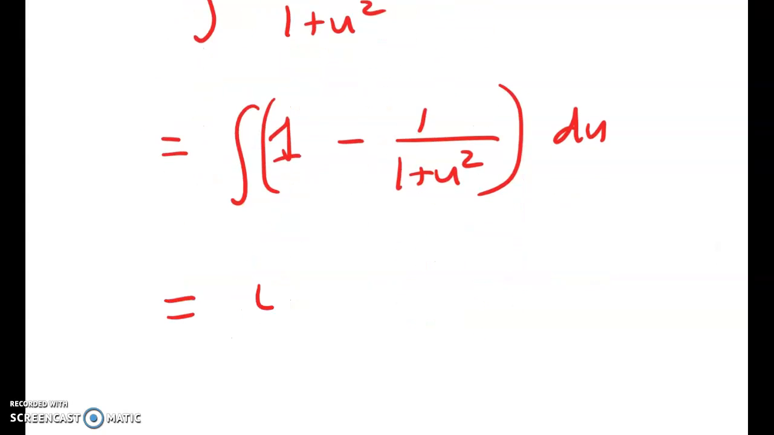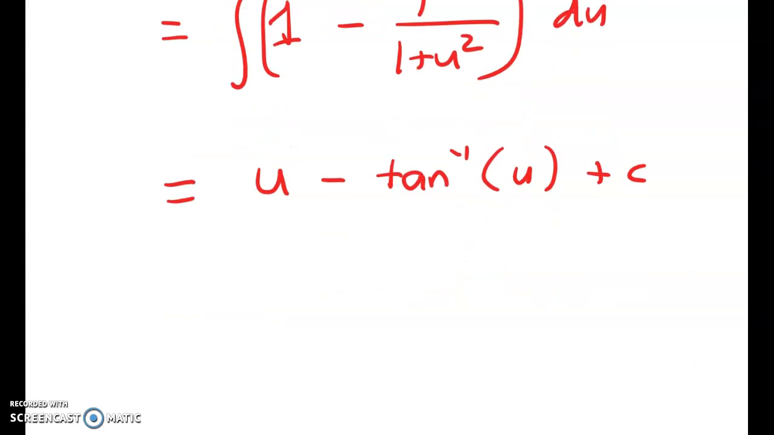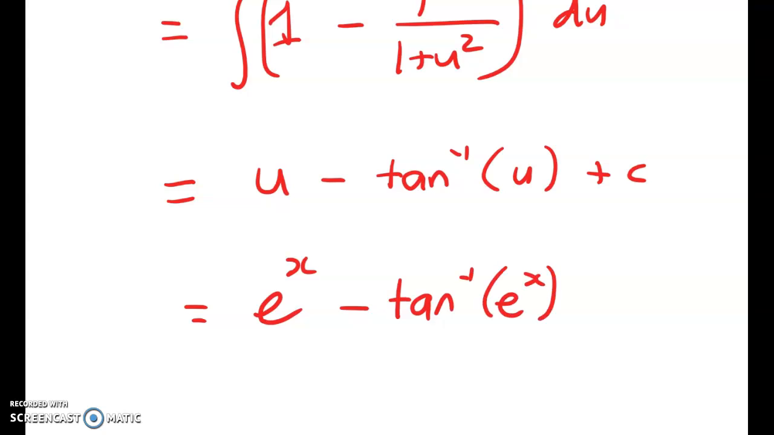So now I've got 1 minus 1 over 1 plus u squared, which integrates to give me u minus tan inverse of u, plus c. And u was equal to e to the x. So we've got e to the x minus tan inverse of e to the x plus c.